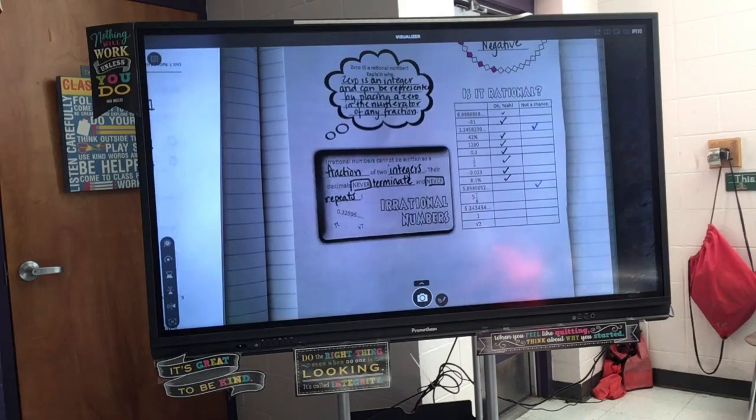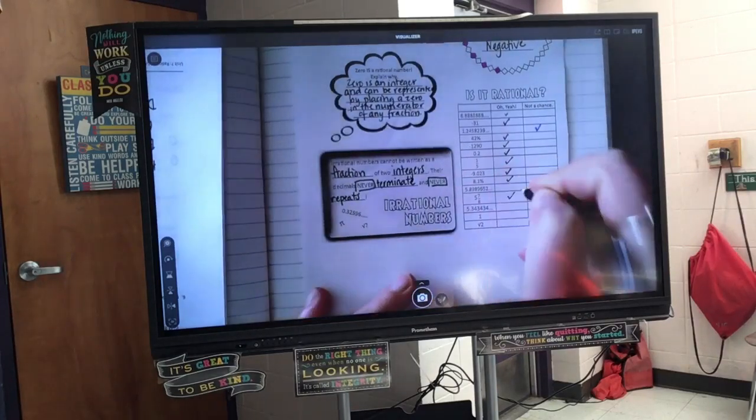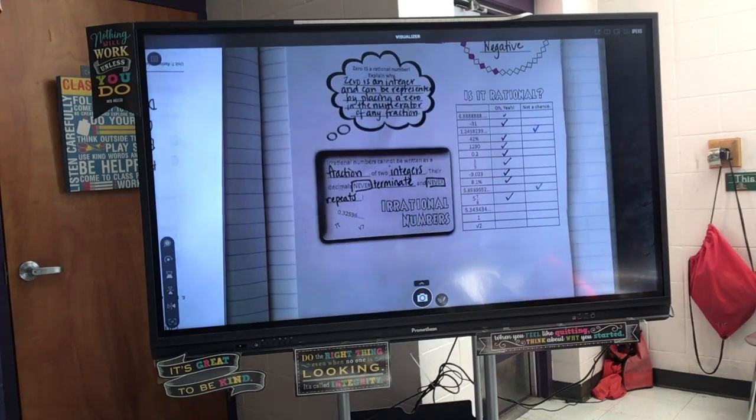Alright, next one, 5 and 7/8. Stand up if you said this is a rational number. Yes, that is correct. Alright. So the next one we already know is not a rational number, right? 5 and 3,4,3,4,3,4 dot dot dot. No, it's not.